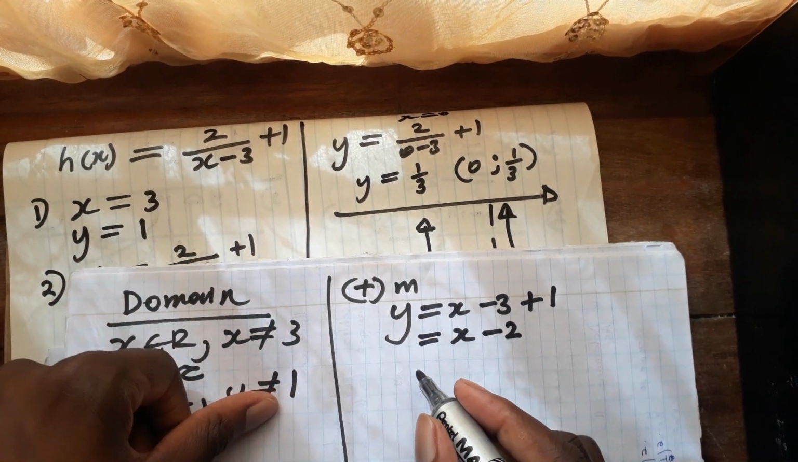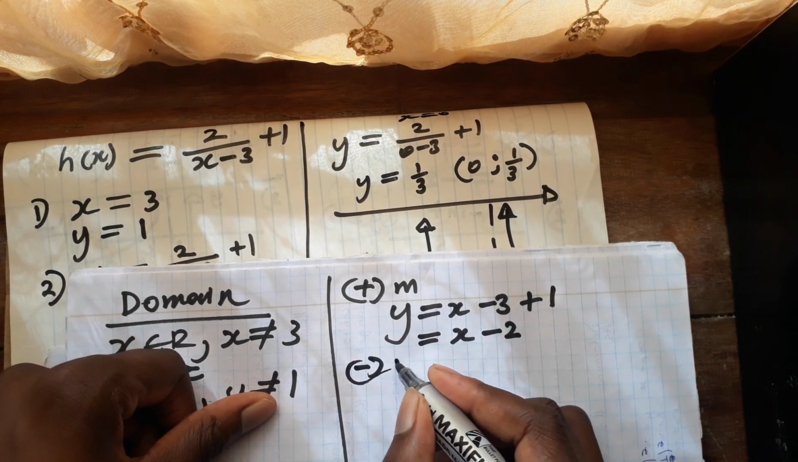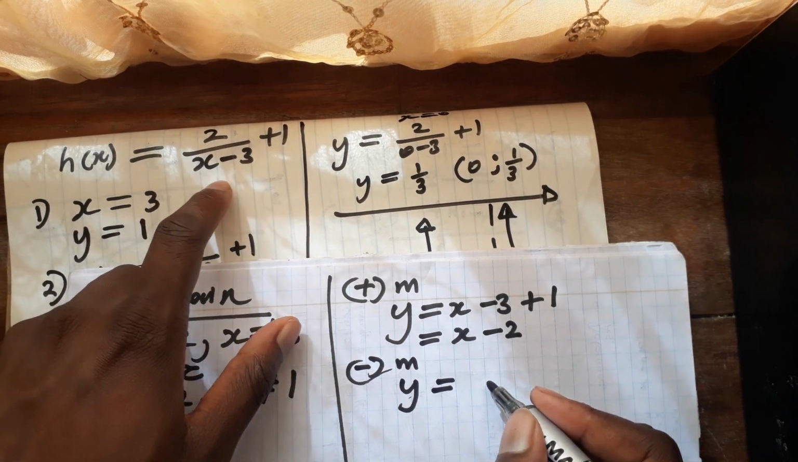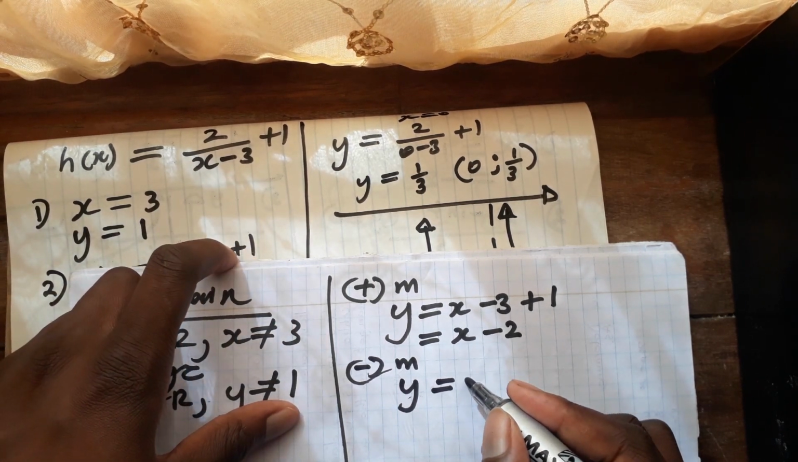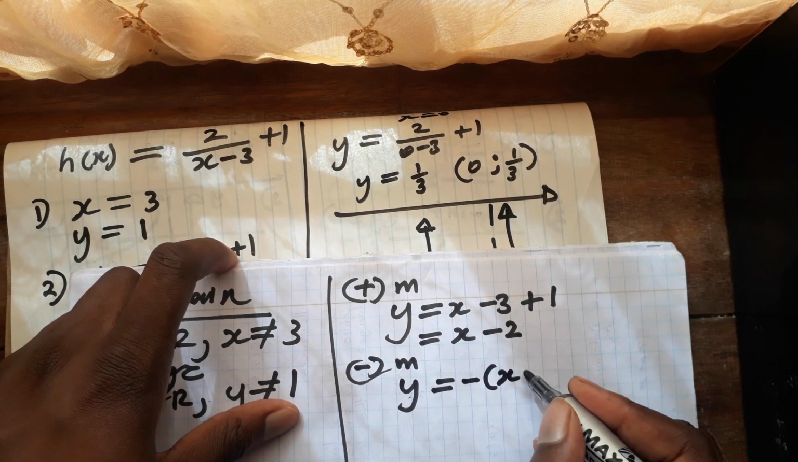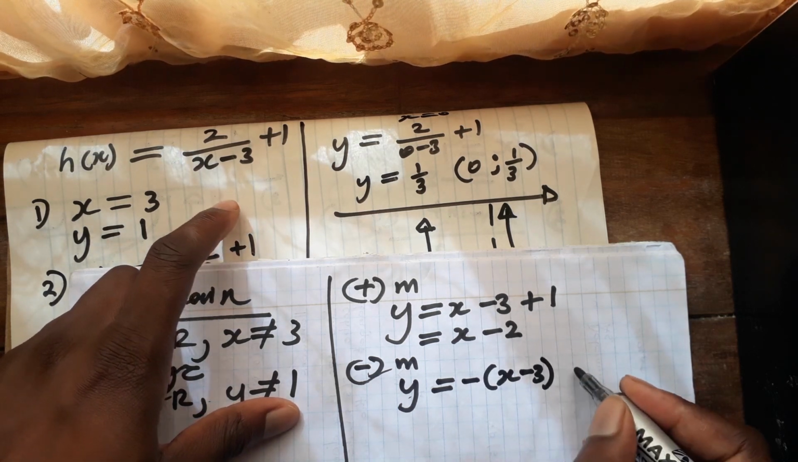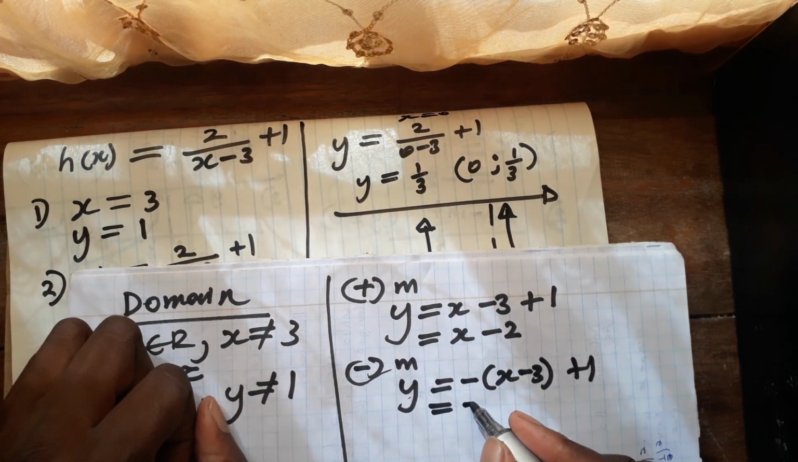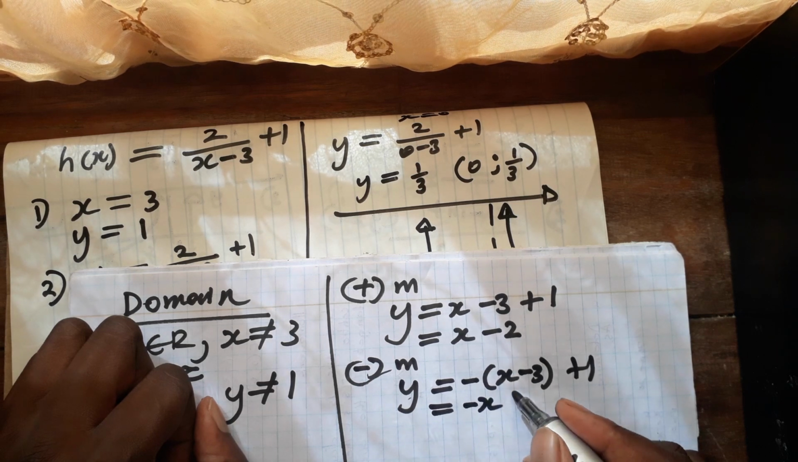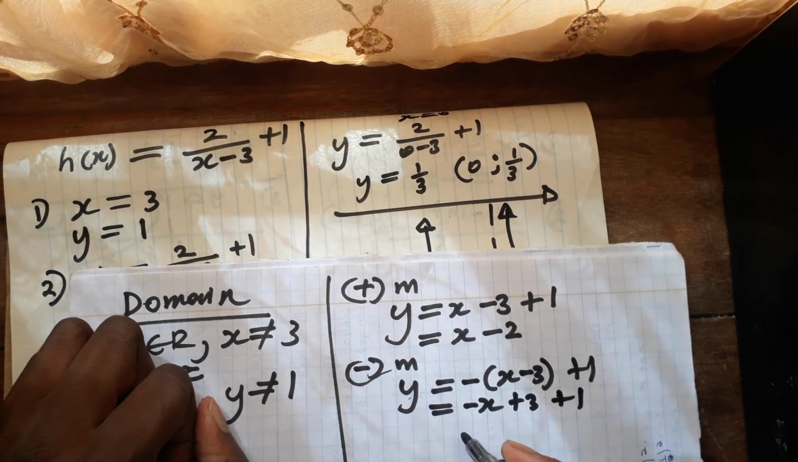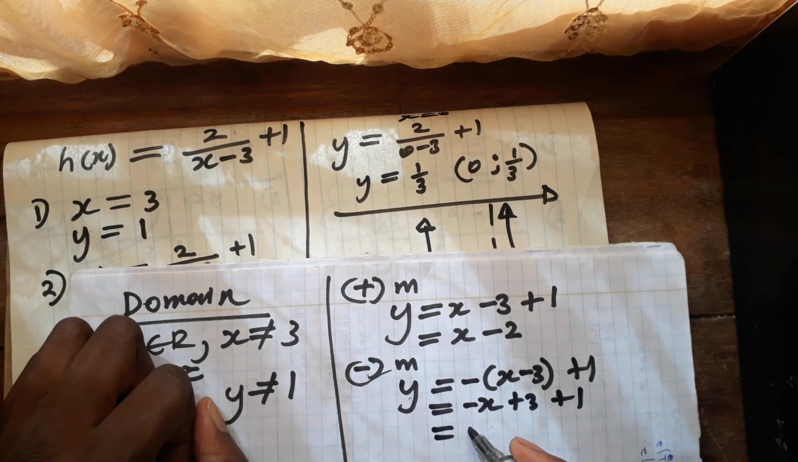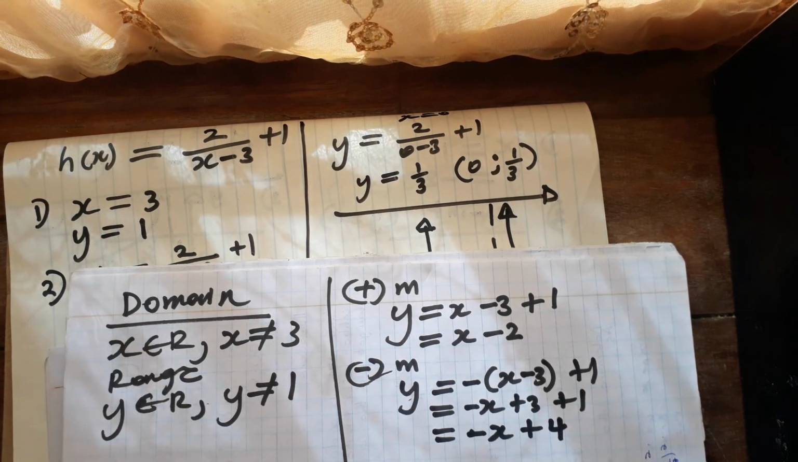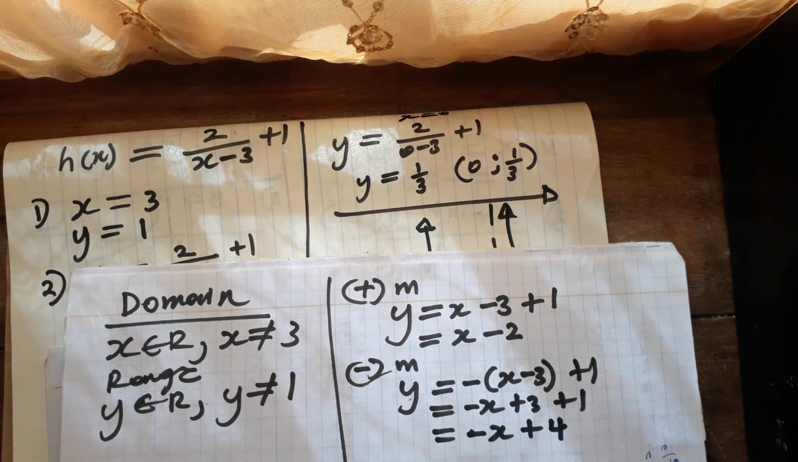The one with a negative gradient is going to be y equals, then you isolate x and put inside the brackets, put a negative there and isolate this and that. And then you say plus 1. Then you multiply everything by negative. This is going to be negative x, this and this, positive 3 plus 1. And this is going to give you negative x plus 4. Just like that. Simple, like ABC.